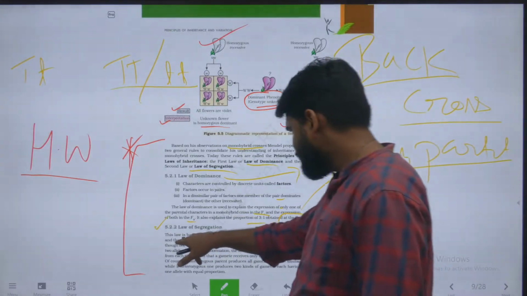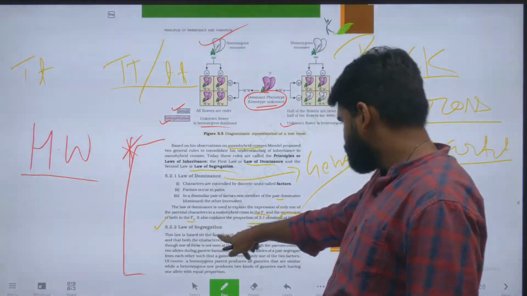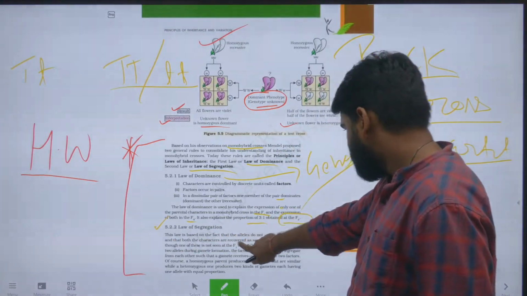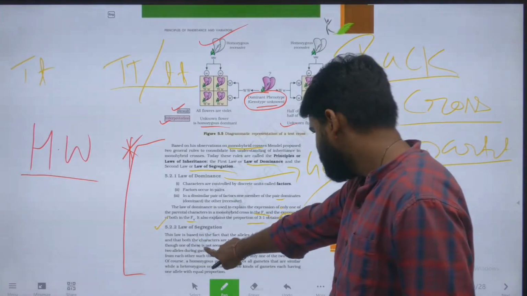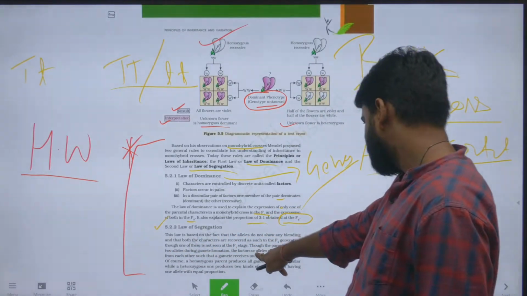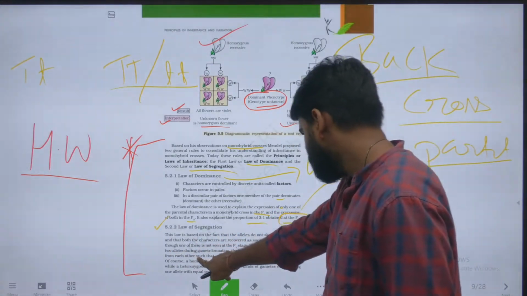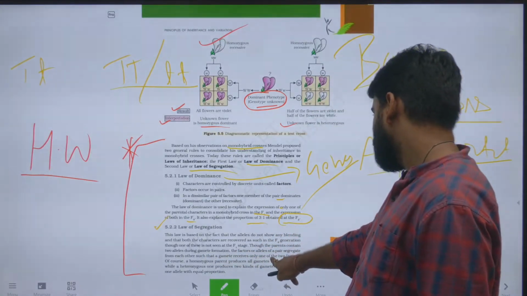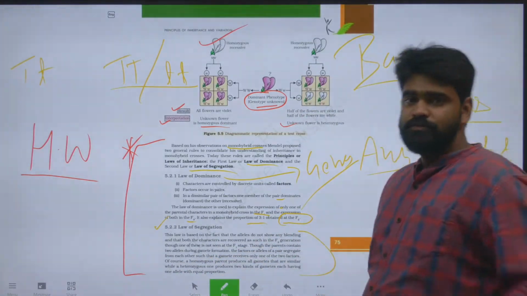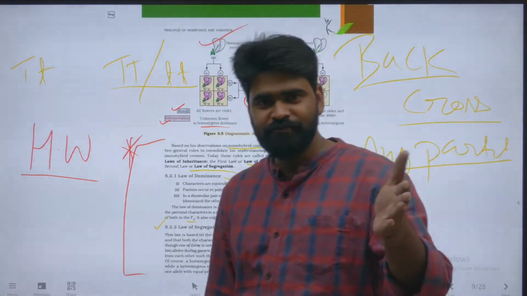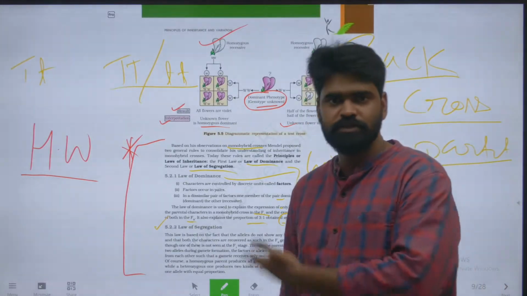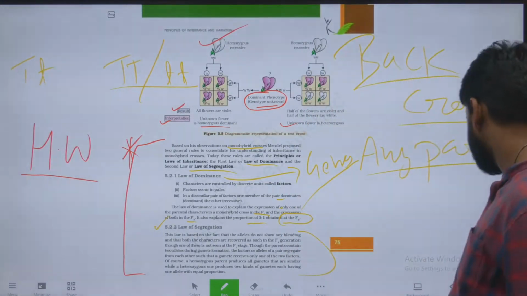Okay, law of segregation. This law is based on the fact that alleles do not show any blending and that both the characters are recovered as such in the F2 generation though one of these is not seen in F1. Though the parents contain two alleles, during gamete formation the factor or allele of a pair segregate from each other such that a gamete receives only one of the two factors. Law of segregation: during gamete formation, the pair of factors is going to segregate from each other, right? Which is nothing but the law of segregation, derived from the monohybrid cross.